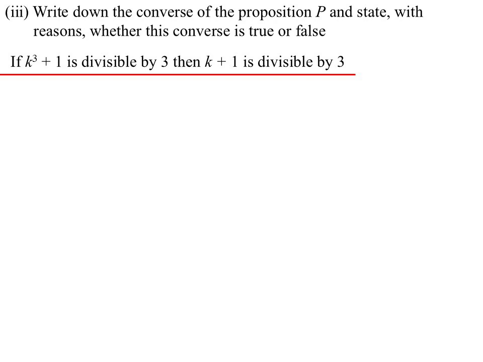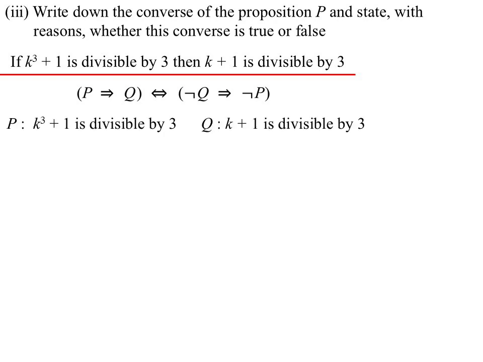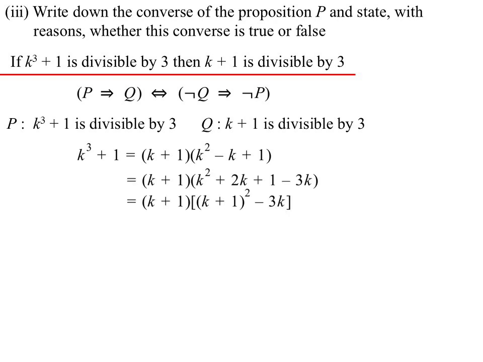Now, is it true or false? I'm going to use the idea of contrapositive. They've put that idea in my head because of part 2. P implies Q is equivalent to not Q implies not P. Now, P is the statement, k cubed plus 1 is divisible by 3. Q is the statement, k plus 1 is divisible by 3. So let's have a look at that. k cubed plus 1, remember we know it's factorised. Again, I can write it like that.